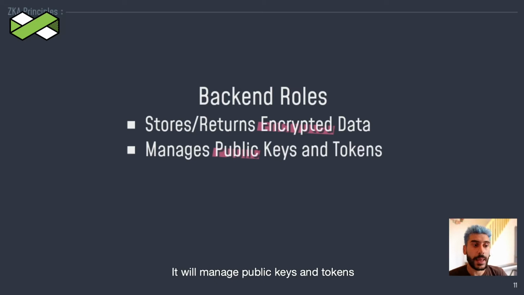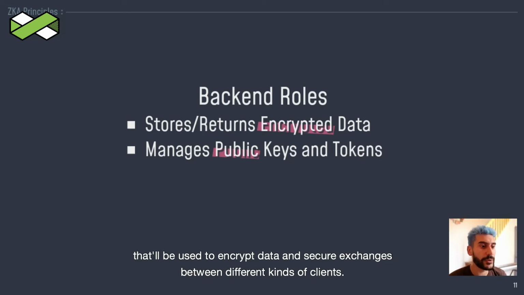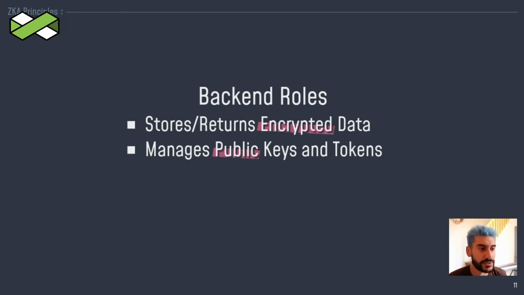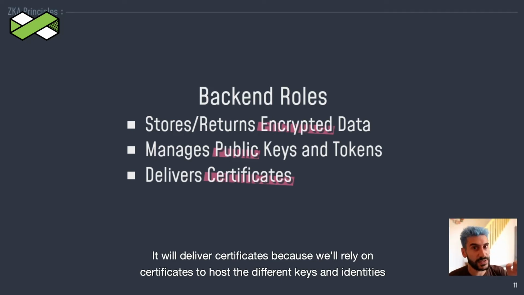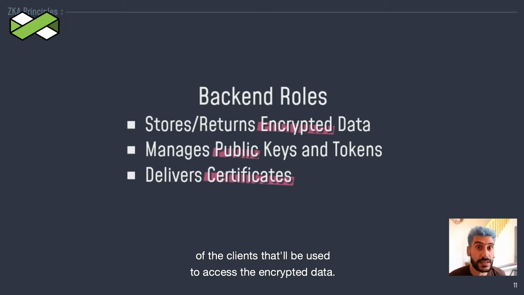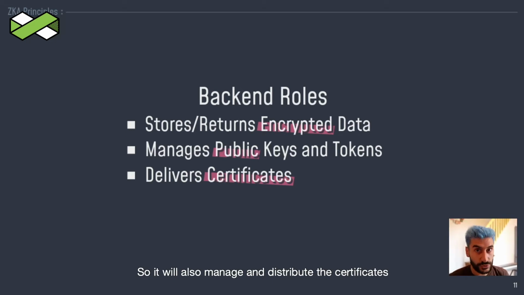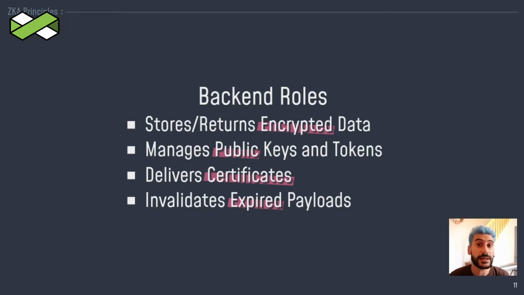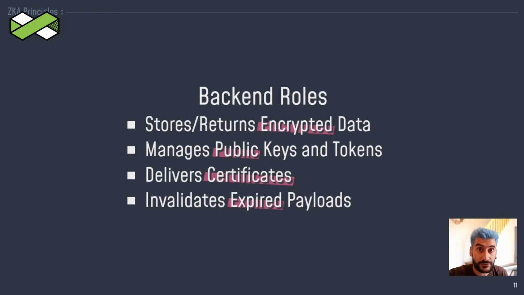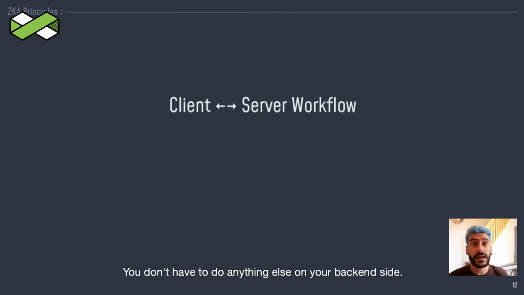That's all. It will manage public keys and tokens that will be used to encrypt data and to secure some exchange between different kinds of clients. So this is also the backend role to manage the distribution of public keys and tokens. It will deliver certificates because we will rely on certificates to host the different keys and different identities of the clients that will be used to access the encrypted data and data chunks. So it will also manage and distribute the certificates, and it will invalidate the expired payloads because you probably don't want to allow access to some data all the time to other clients or to another user. So you probably want to define at some point an expiration time, and this expiration is managed by the backend itself. And that's all. You don't have to do anything else on your backend side.